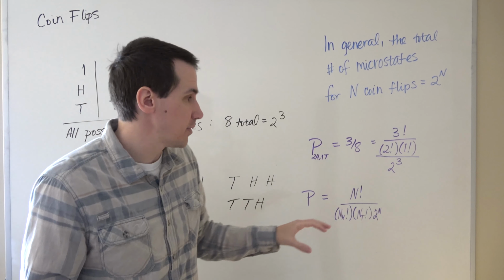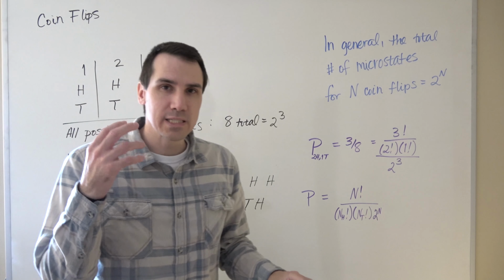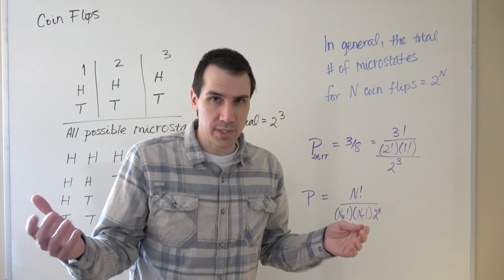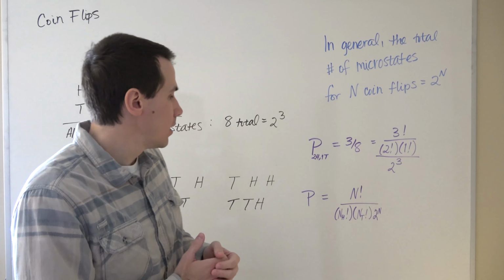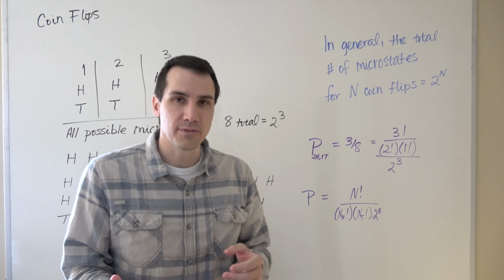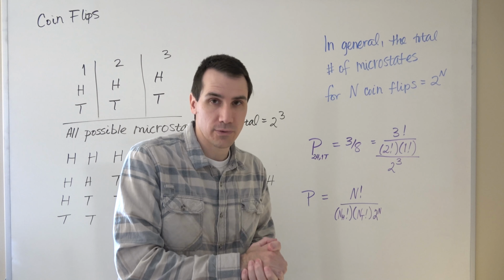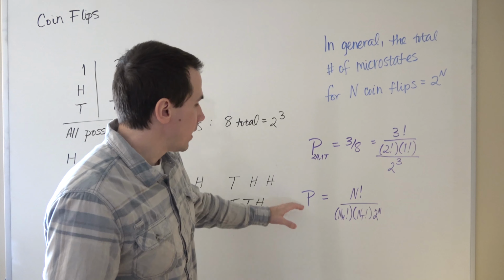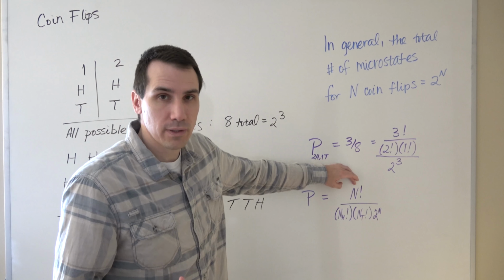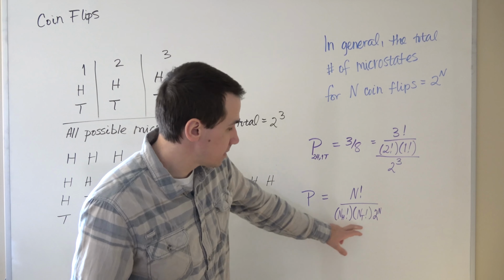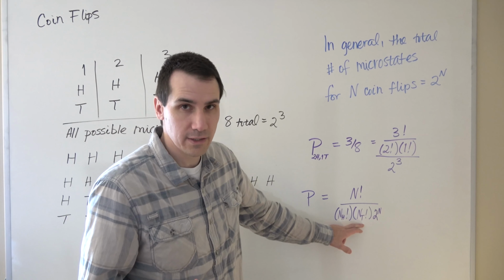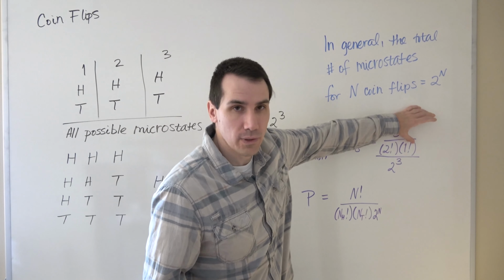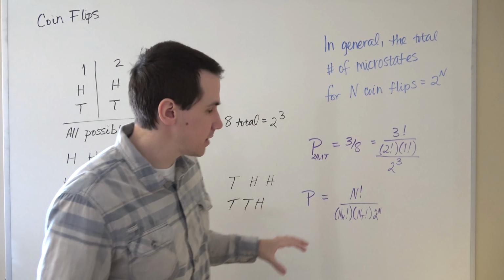Now, we can expand this to a system where we have n number of coin flips, say 100 or 1 million or 10 million, right? We can find the probability of some particular micro or macro state, some combination of heads and tails, as being n factorial divided by the number of heads factorial times the number of tails factorial. So this represents our 3 factorial divided by 2 factorial times 1 factorial in this example.